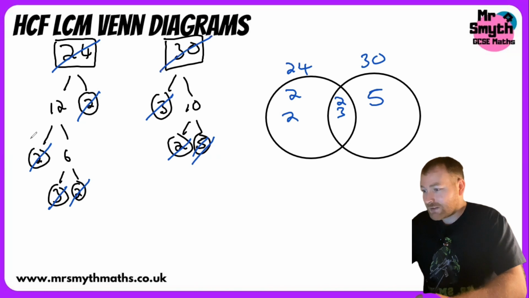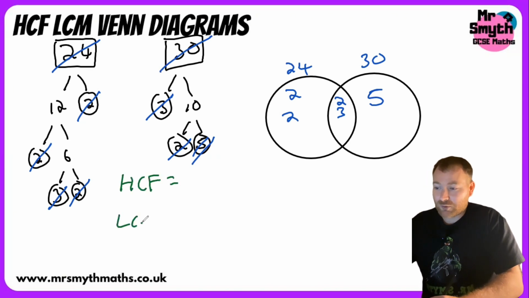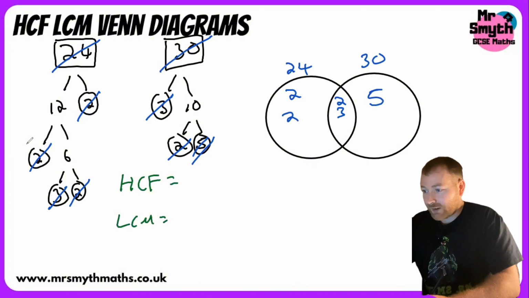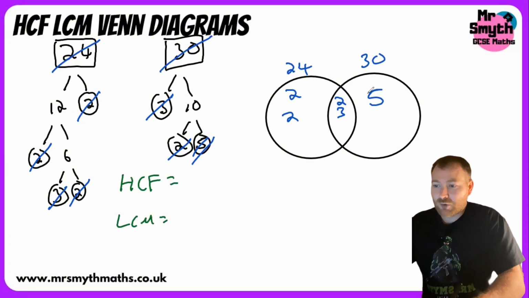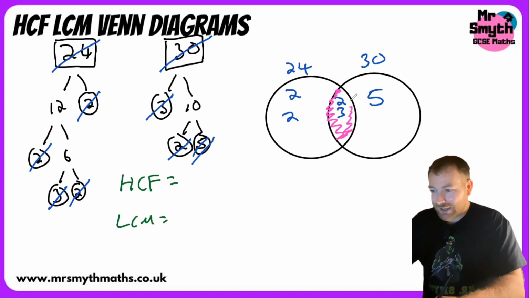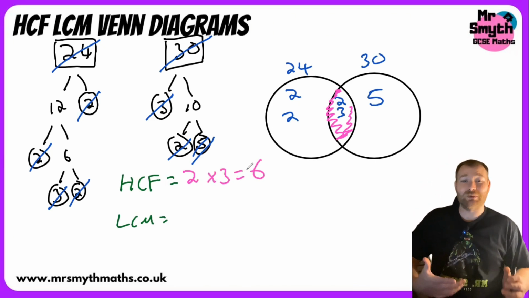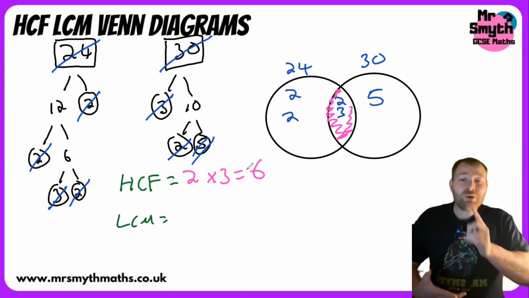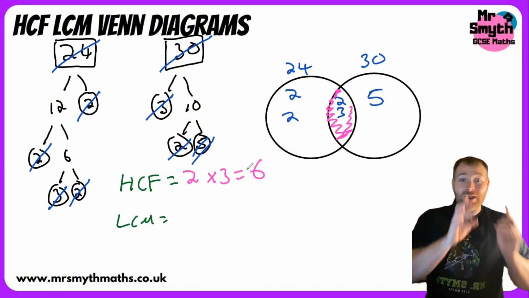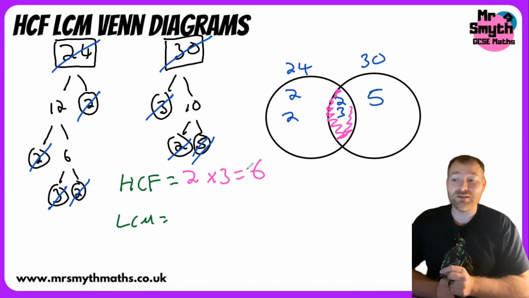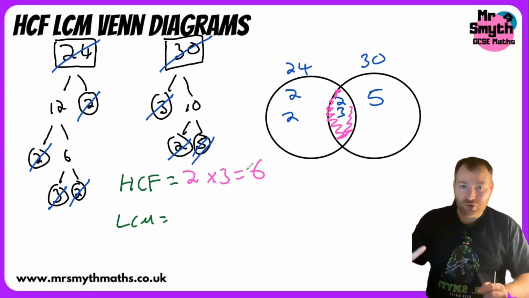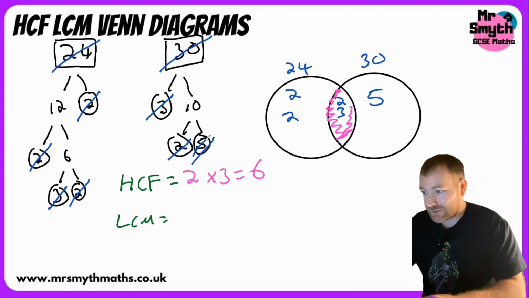So next, we're going to write down what is the highest common factor and what is the lowest common multiple? So for the highest common factor, you need to multiply every single number that appears in the intersection. So in our case, we've got the number 2 and the number 3. So we have to multiply those 2 numbers together, okay? Now, if there is only one number in that intersection, then that number is the highest common factor. But in our case, you can see we've got 2 numbers, so we have to multiply them. So that gives us 6.